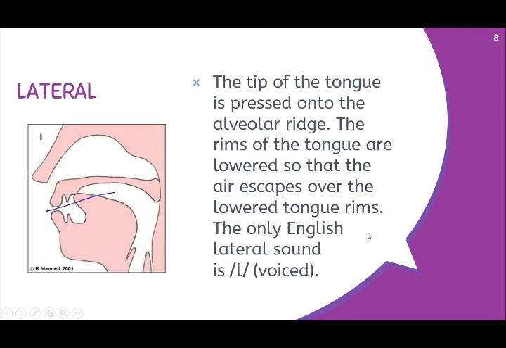Kemudian yang terakhir adalah lateral. In lateral, the tip of the tongue is pressed onto the alveolar ridge, ya, ujung lidahnya menempel, menekan alveolar ridge seperti pada gambar ini. The rims of the tongue are lowered so that the air escapes over the lower tongue rims. Hanya ada satu bunyi lateral, yaitu bunyi konsonan l yang merupakan bunyi voiced. Ya, l seperti pada kata long.